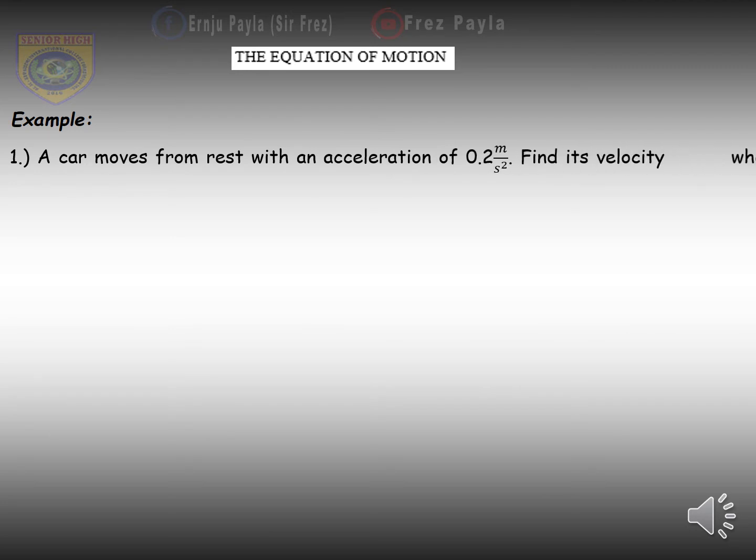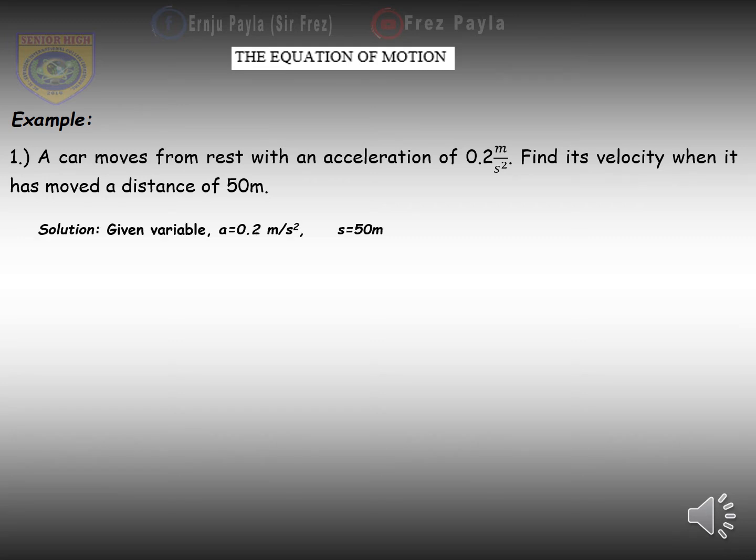So let's have an example. Number 1. A car moves from rest with an acceleration of 0.2 meter per second squared. Find its velocity when it has moved a distance of 50 meters. Solution. Given: the acceleration a is equal to 0.2 meter per second squared. Then the distance, s, is equal to 50 meters.